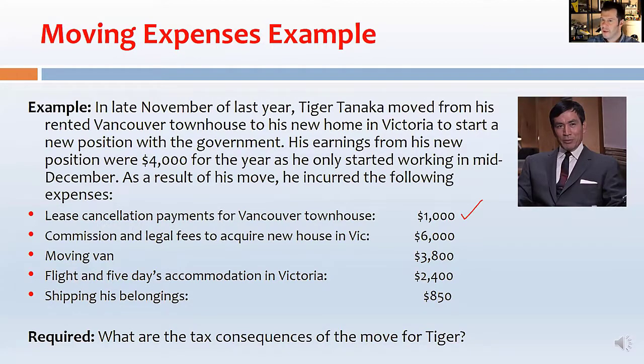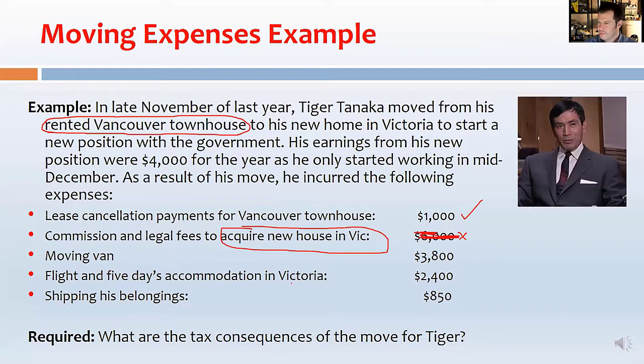Where did he move from? Rented townhouse. And then he buys a new house in Victoria. Oh, snap. Right? He's moved from a rented home to a home that he owns, so you can't deduct that. Can't deduct that one. That's okay, guys. Look, 1 out of 5.